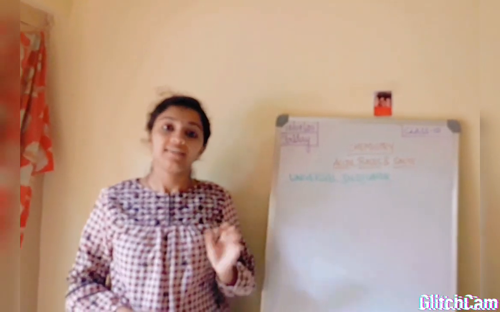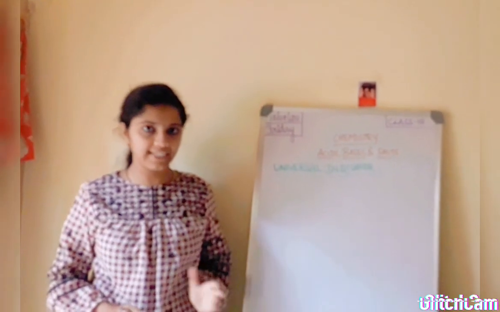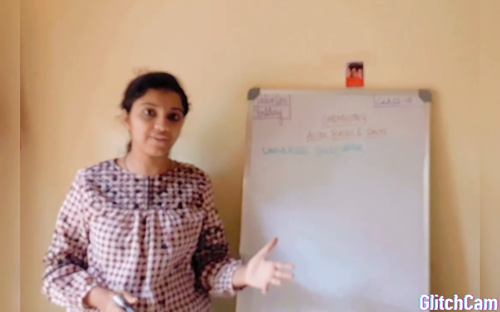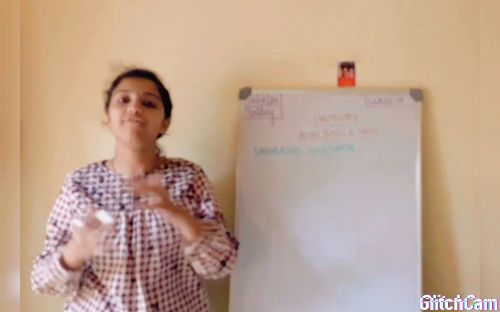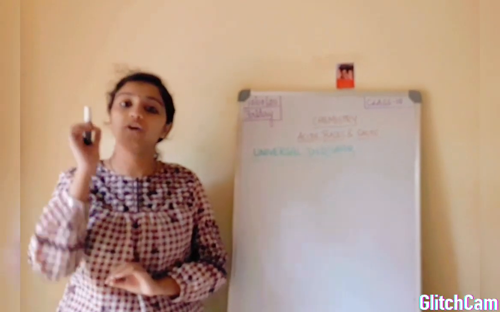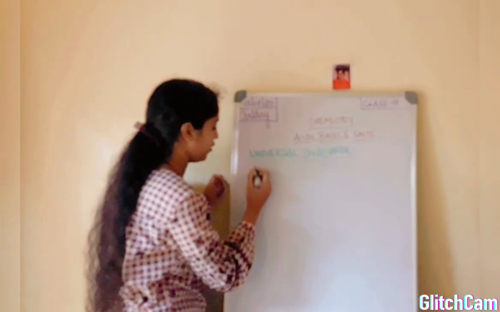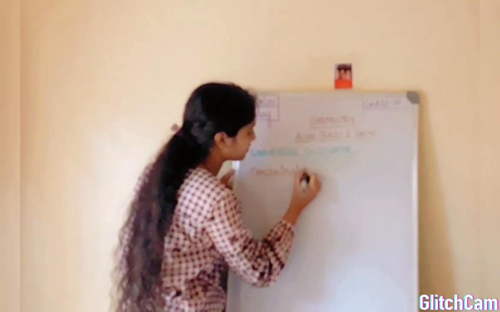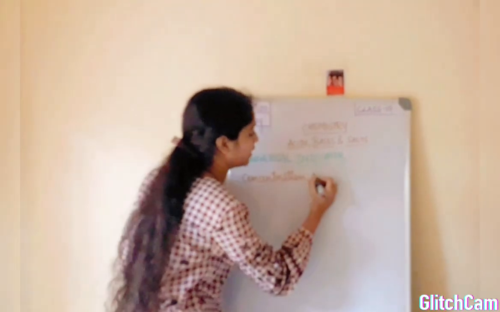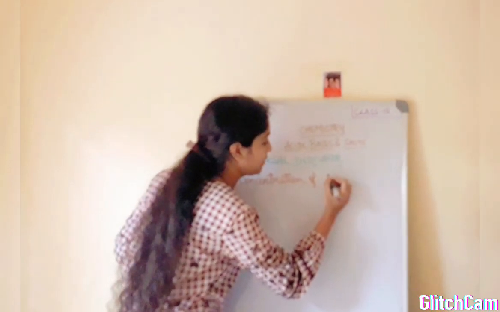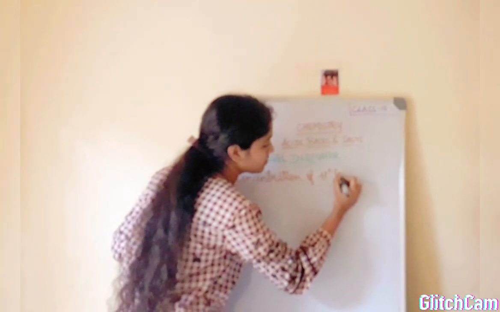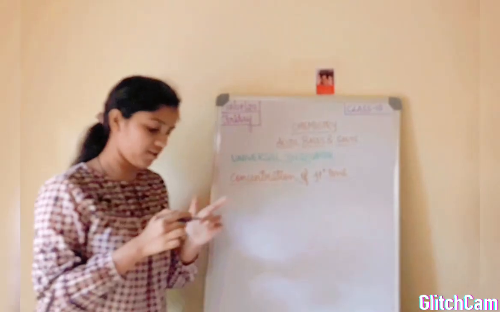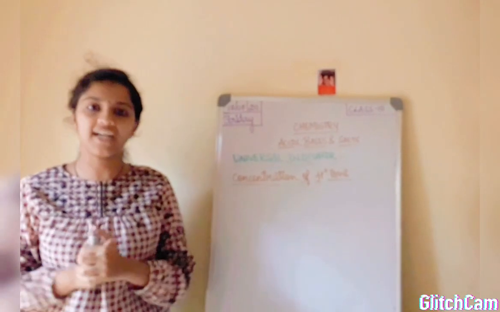Universal indicator. This is a mixture of different kinds of indicators which shows a gradual but well-marked series of changes in color over a very wide range of concentration of H plus ions. So even if there is a change in the concentration of H plus ions, this universal indicator shows a gradual but well-marked color change. So this is a mixture of different kinds of indicators.